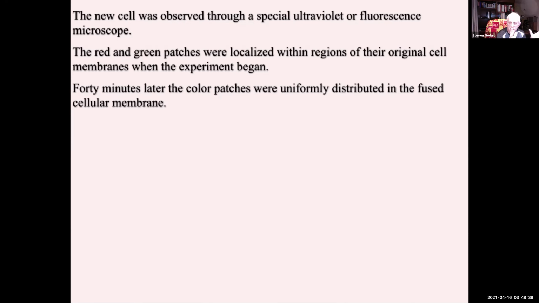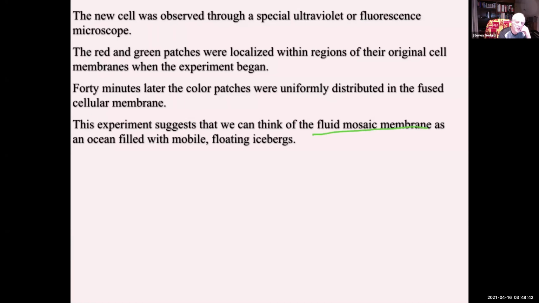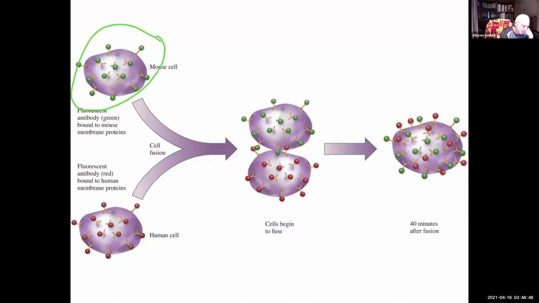So the experiment suggests that we can think of the fluid mosaic membrane as an ocean filled with mobile floating icebergs as they change positions through there. Okay, so here's your mouse cell, here's your human cell. They fuse together, and everything was right where we put it in. But after the fusion, about 40 minutes later, all randomly associated. Everything randomly distributed across it. So the membranes are constantly moving, according to the fluid mosaic model.